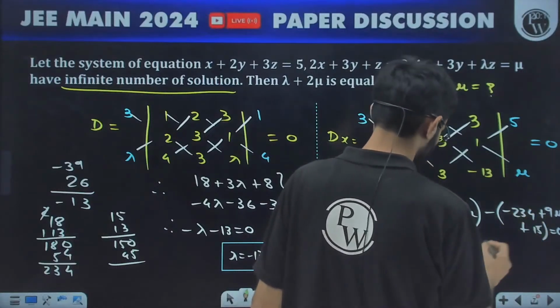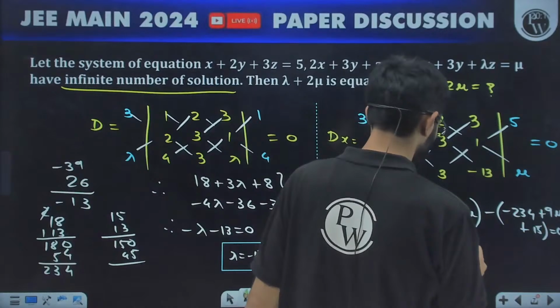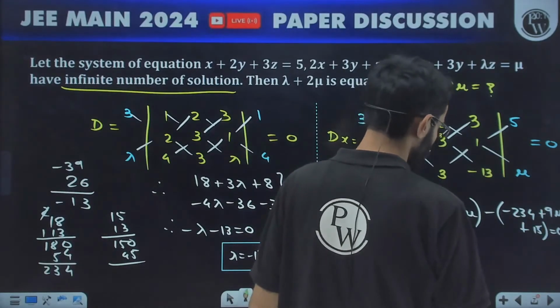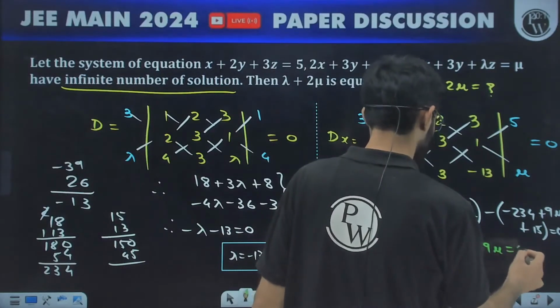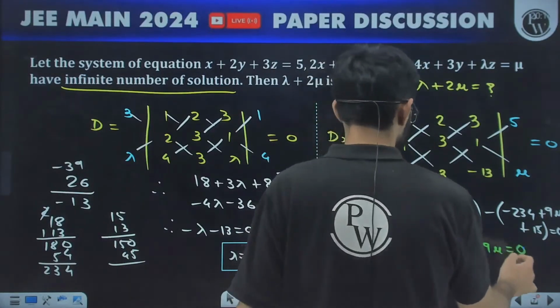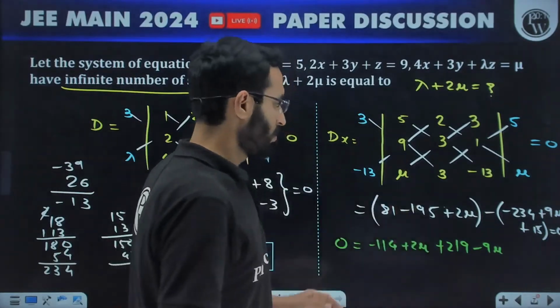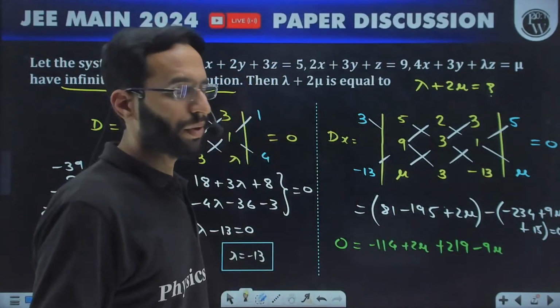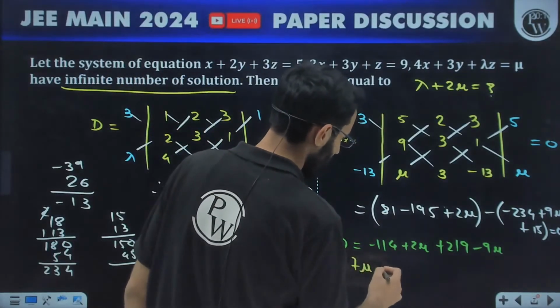So 14 minus 5 gives you 9. 2 minus 1 will give you 1. 2 into 9, in terms of positive, you are going to get minus 9 mu. Already you wrote 0. If we simplify this, minus 9 mu plus 2 mu will become minus 7 mu. Minus 7 mu you can take over here. This will become 7 mu.